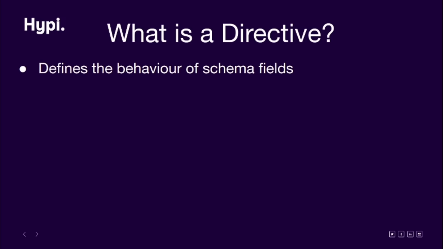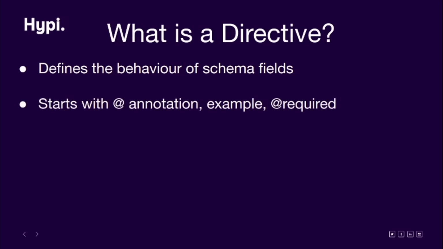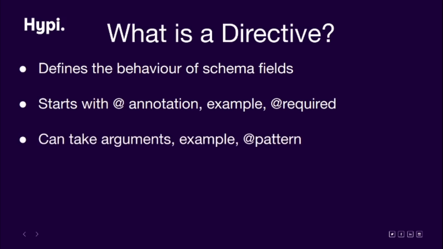Directives are special annotations in the GraphQL schema or queries that describe the desired behavior. The behavior is not limited only to field value validation, but it can define how the field value is populated or even how it should be stored in the database. Directives start with the @ sign, such as @required, meaning that a field cannot be null. Moreover, some directives can take parameters such as pattern, which validates the given value against a regular expression.